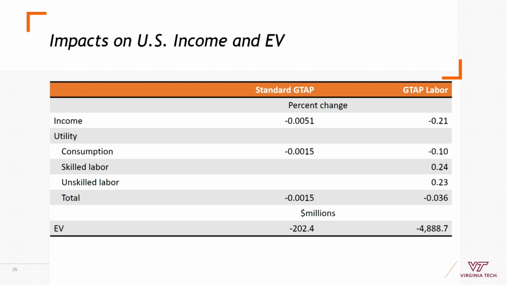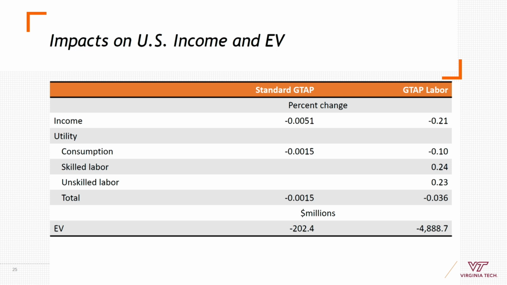So, impacts on income and EV. This is the standard GTAP model, so this tariff really doesn't do much as far as impact on U.S. income. The equivalent variation is minus 202 million, so it's a pretty small impact. In the labor model, there's a much bigger impact on income, because there's more unemployment. So labor income is dropping. There are more people unemployed.